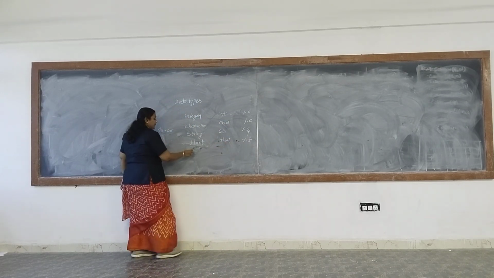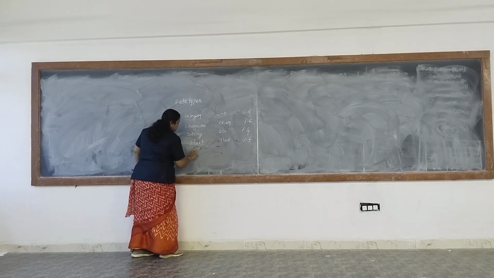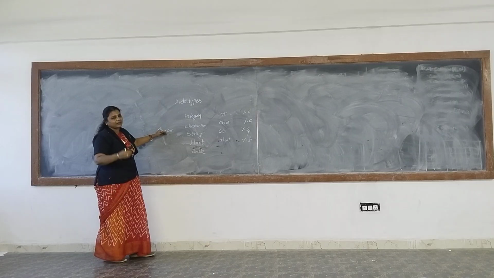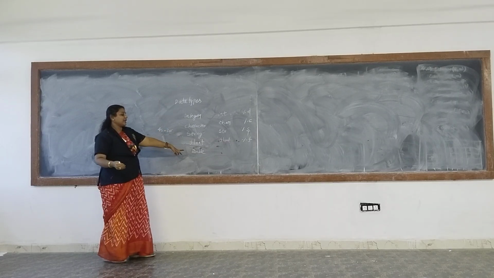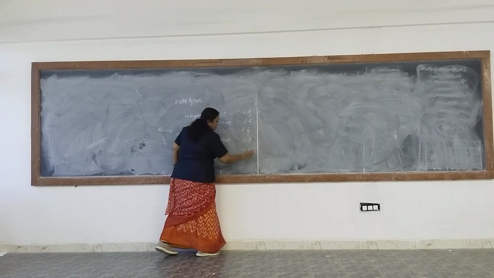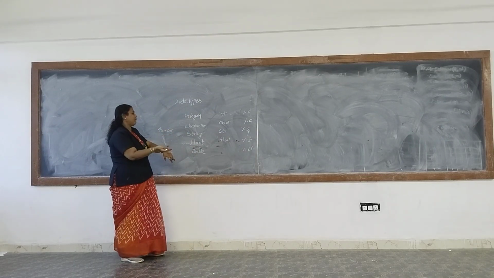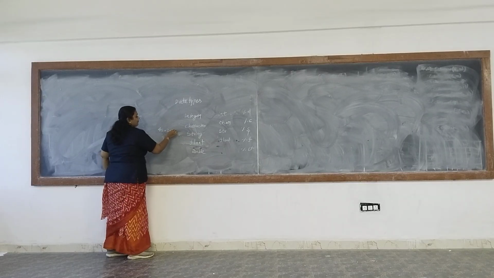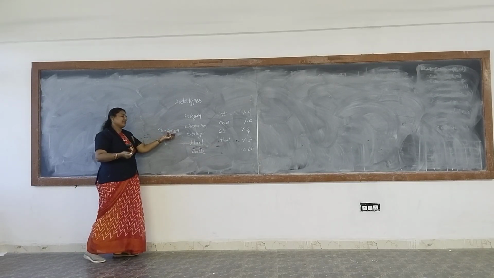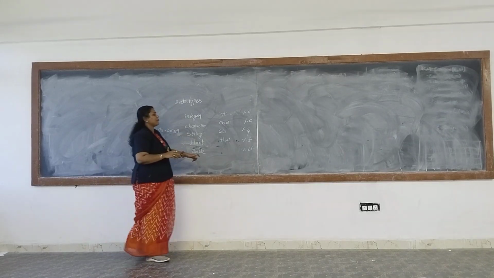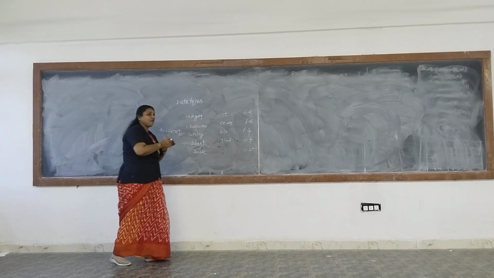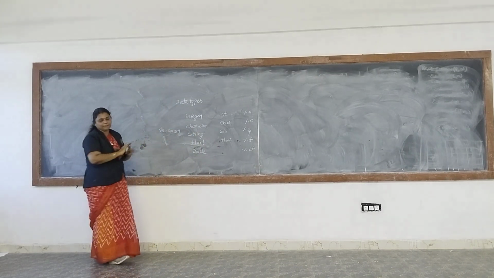Next one is double. Suppose the number of digits after the decimal point is very long, that time you have to use double, which is long float. Suppose your value is 3.4578 9, with eight digits after the decimal. That time you have to use %lf. Clear? So these kinds of data types you have to use in C.